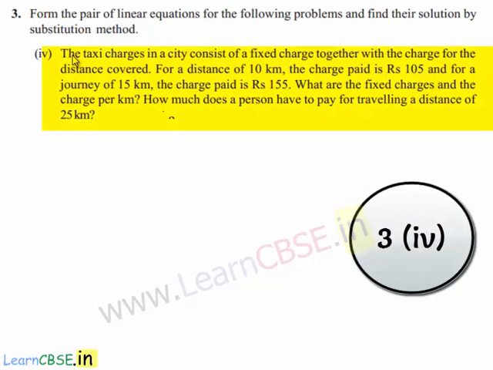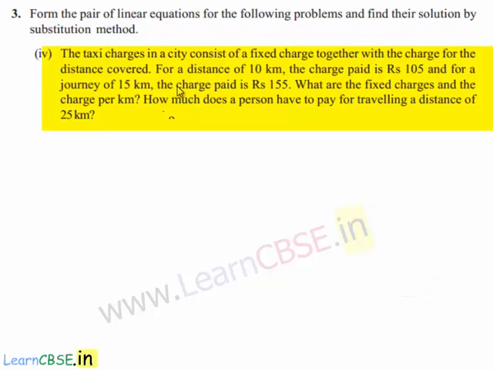Moving on to the fourth bit, the taxi charges in a city consist of a fixed charge together with the charge for the distance covered. For a distance of 10 kilometers, the charge paid is rupees 105 and for a journey of 15 kilometers, the charge paid is rupees 155. What are the fixed charges and charge per kilometer? How much does a person have to pay for traveling a distance of 25 kilometers? So let us work out the problem.